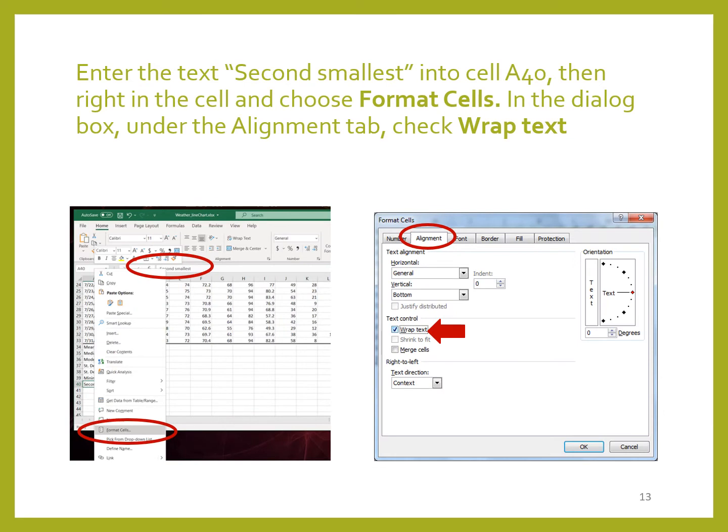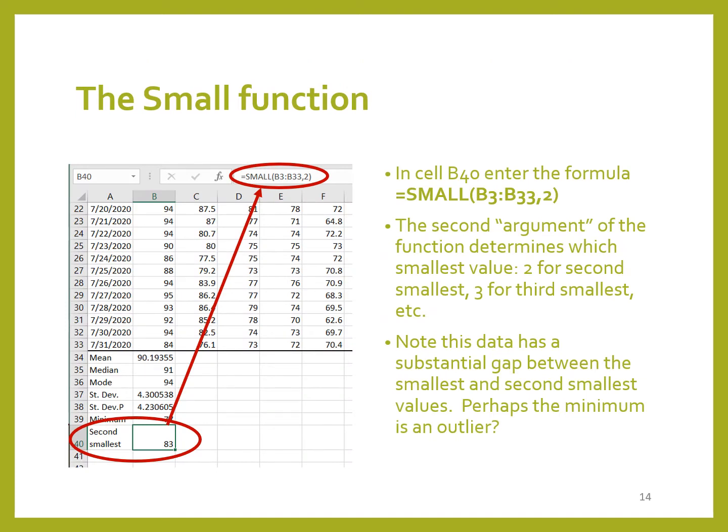In the cell A40, I typed the text second smallest, which did not quite fit in the cell. So I handled that in the following way. I right-clicked in the cell, and from the context-sensitive menu chose Format Cells. And then in the dialog box, I went to the Alignment tab and checked off the Wrap Text checkbox. We can see in cell A40 the result of the wrapping, that second and smallest are on different lines.